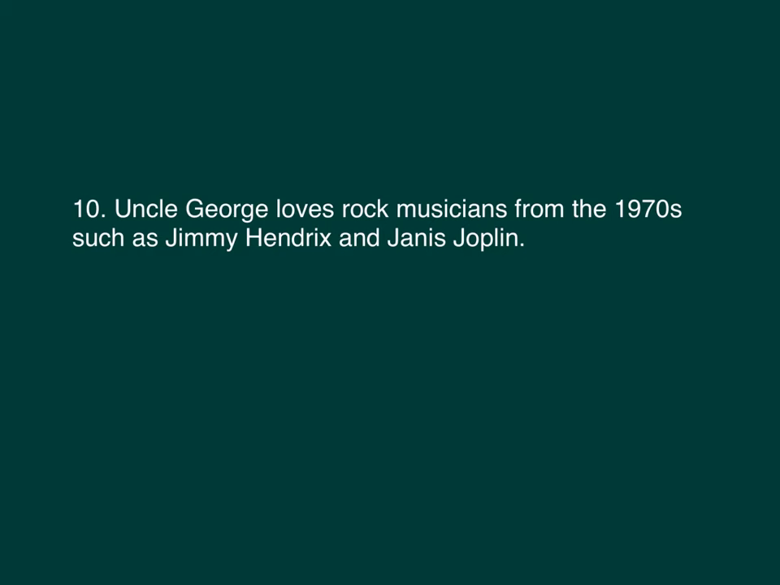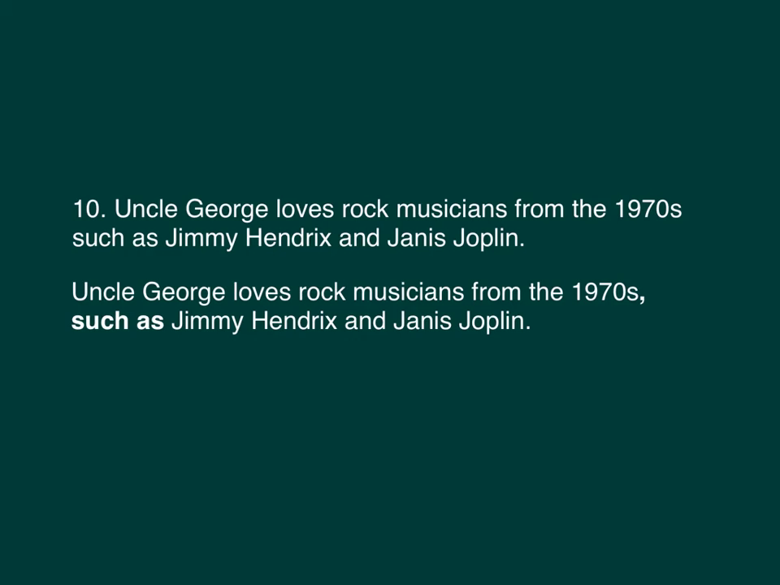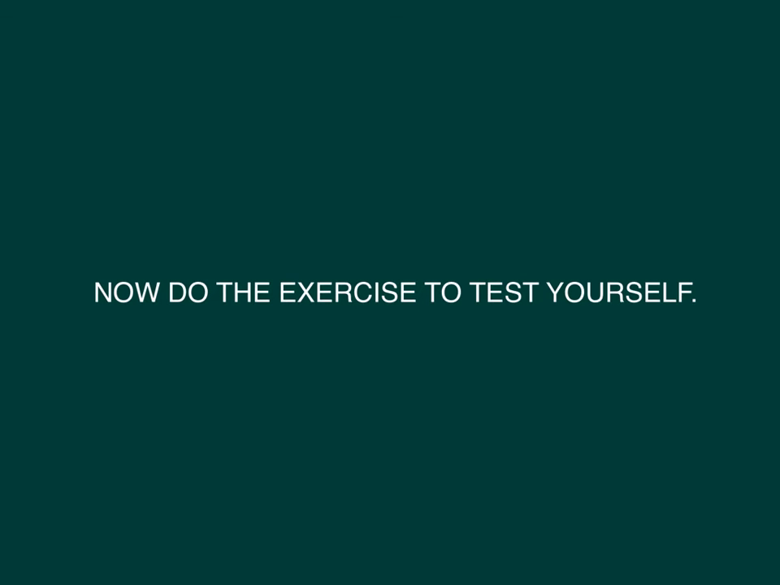Let's check the answer. So when we take a look at it more deeply, we'll notice that there is one small error to the sentence. It should be, Uncle George loves rock musicians from the 1970s, comma, such as Jimi Hendrix and Janis Joplin. So as we can see, this is just one of the small examples where such as does have a comma in front of it when it's introducing new items or a list of items near the end of the sentence. Now that we've done 10 exercises together, let's do more exercises to test yourself.